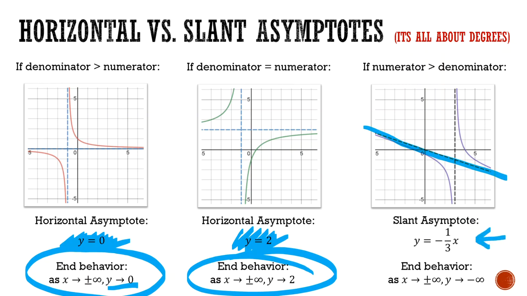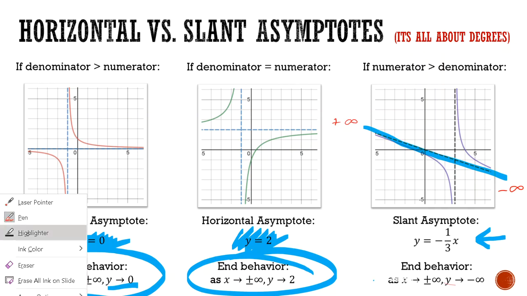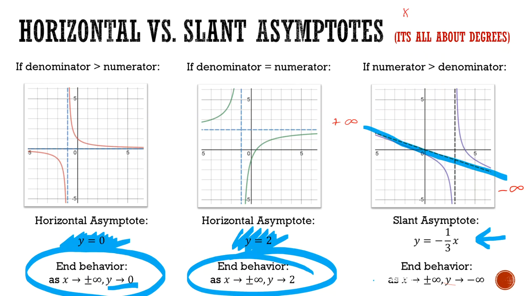And if you have a slant asymptote, to me this gives so much more information than end behavior. As x goes to positive infinity, that's this side, y goes to negative infinity, and as x goes to negative infinity, that's this side, y goes to positive infinity. So that's the correction to this.